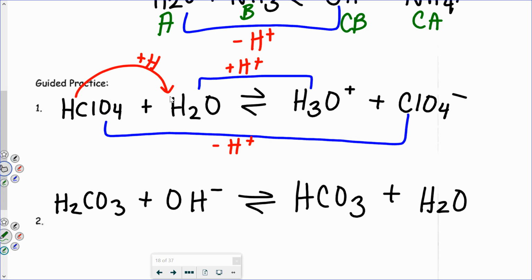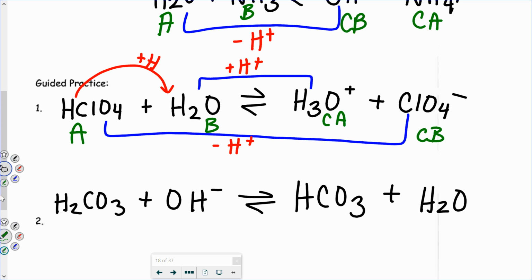This is where you want to remember BAAD. Bases accept hydrogen ions, acids donate. Since HClO4 is the donor, it's the acid. And since H2O is the acceptor, it's the base. Now what we can do, here's our acid. That makes the ClO4 the conjugate base. And since this is our base, this makes the H3O plus the conjugate acid. All the conjugate acids and conjugate bases are on the product side.